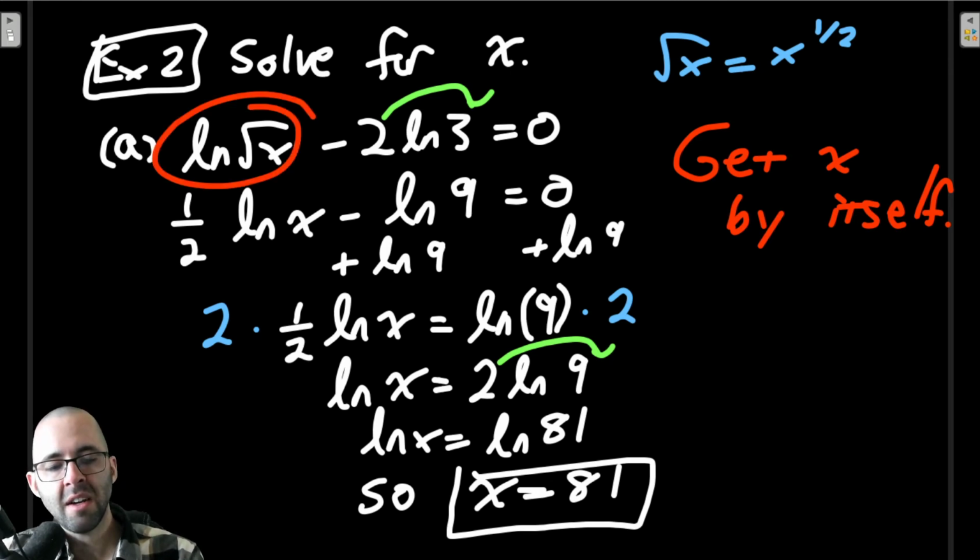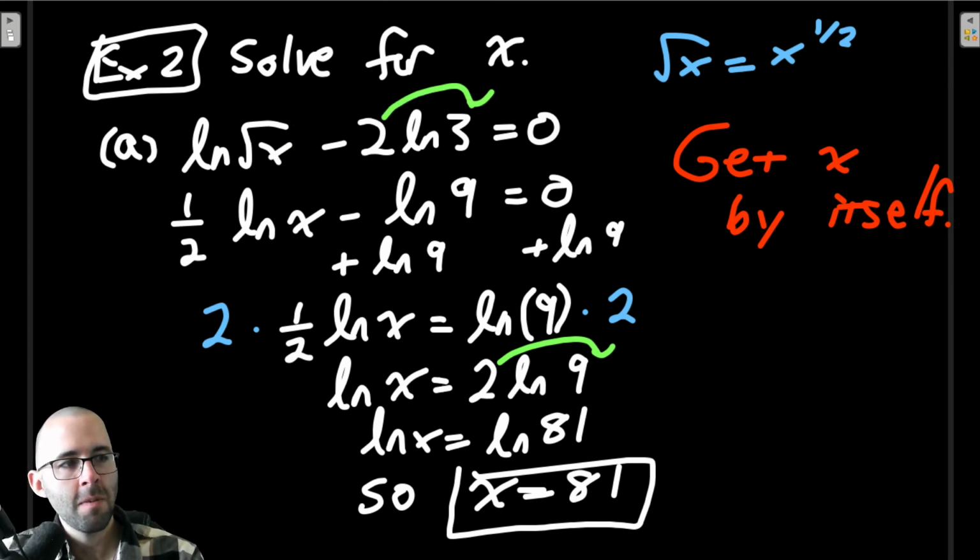If we plug in 81 here, what does this become? The natural log of the square root of 81, the natural log of 9. This is also the natural log of 9. Yeah, natural log of 9 minus the natural log of 9 is 0, sure. Do one more. Part B.